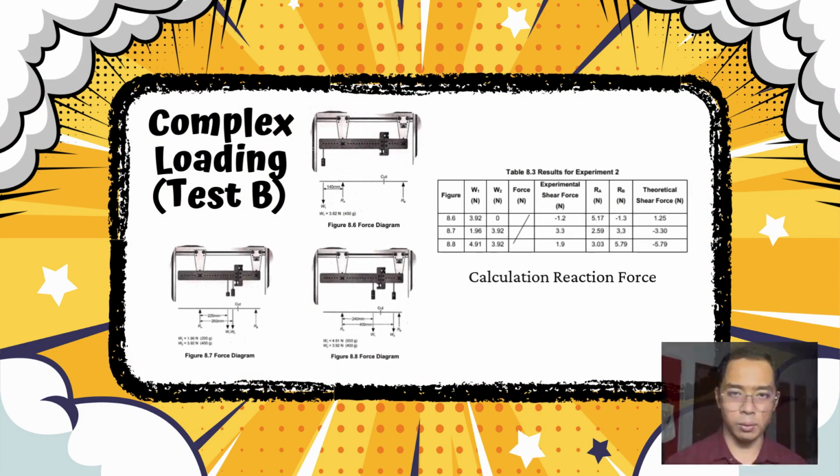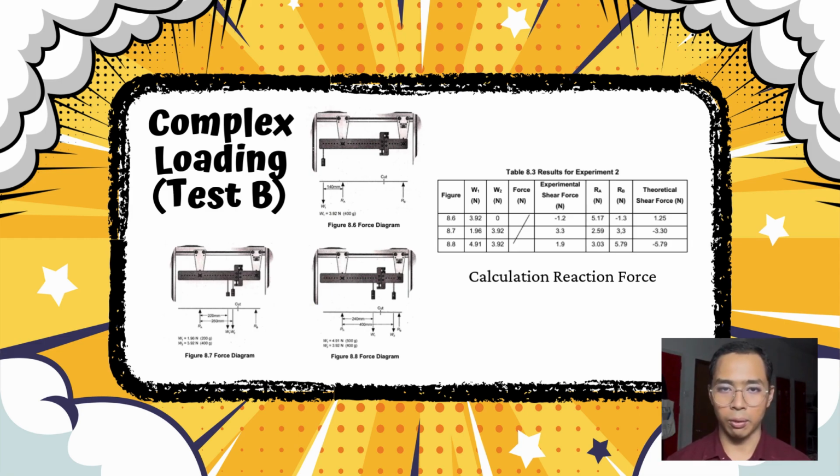In test B, we have gained the experimental shear force data. There are three setups that we did to get the data. Based on figure 8.6, we have negative 1.2 Newton. Meanwhile, on figure 8.7, we got 3.3 Newton, and in figure 8.8, we got 1.9 Newton.